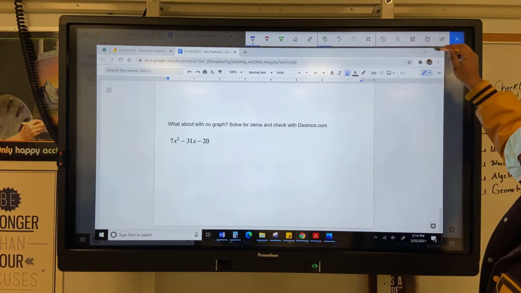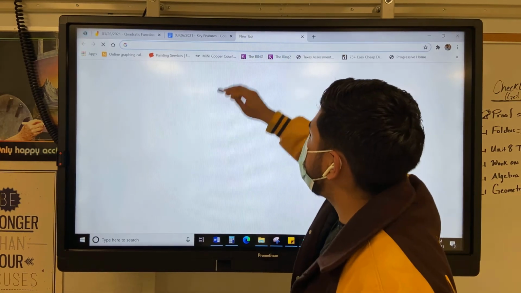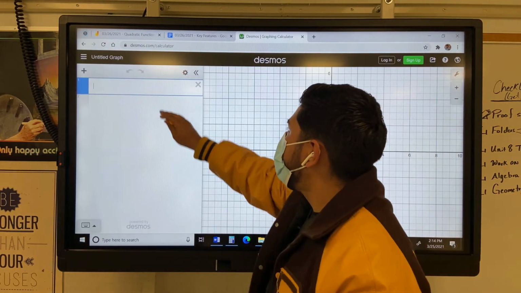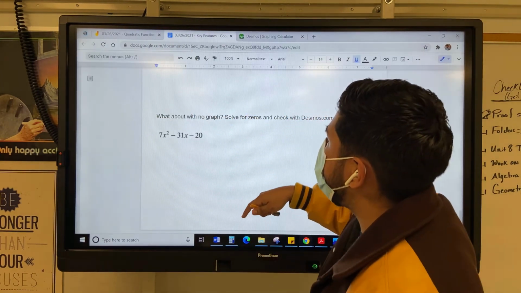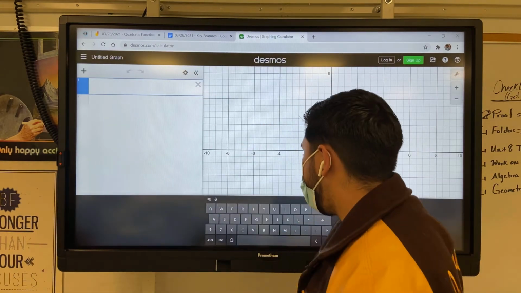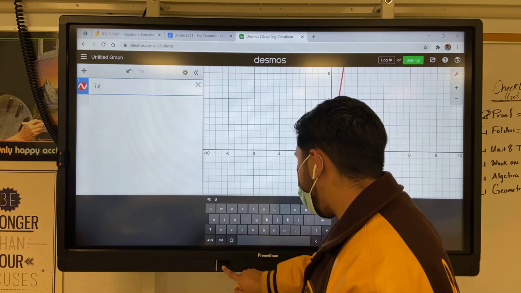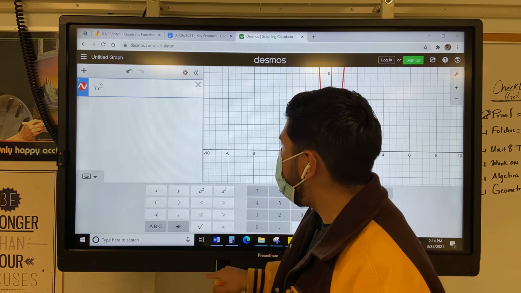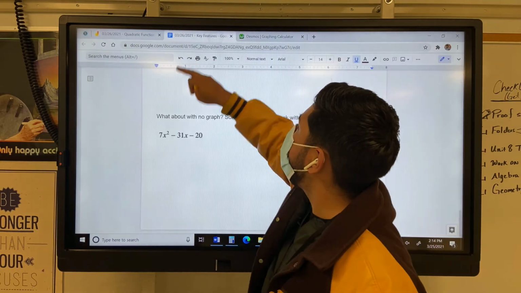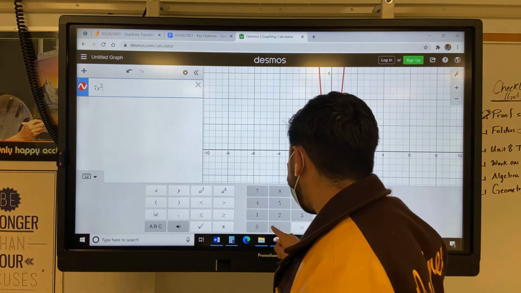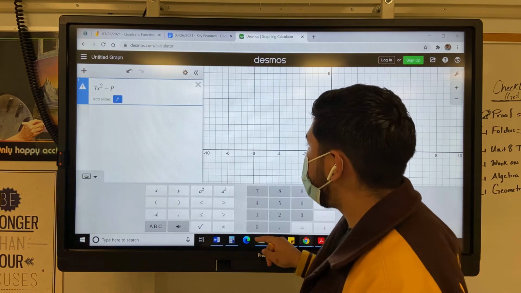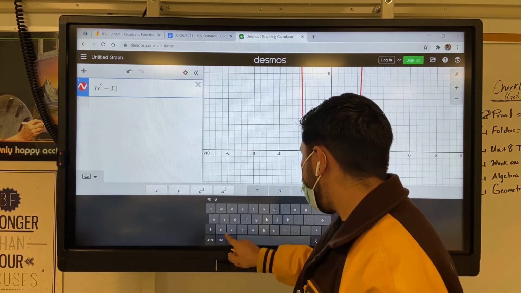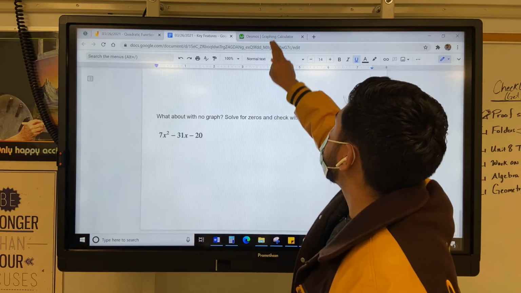So let's check it out. I'm going to go here, Desmos. Graphing calculator. Boom, boom, boom. Okay. I'm just going to type it in just like that. 7x squared, 7x. I need the little square thingy. Square. Okay, it's already popping out. How nice. Minus 31x. Minus 30. Oops. Minus 31x. I forgot. Minus 20.